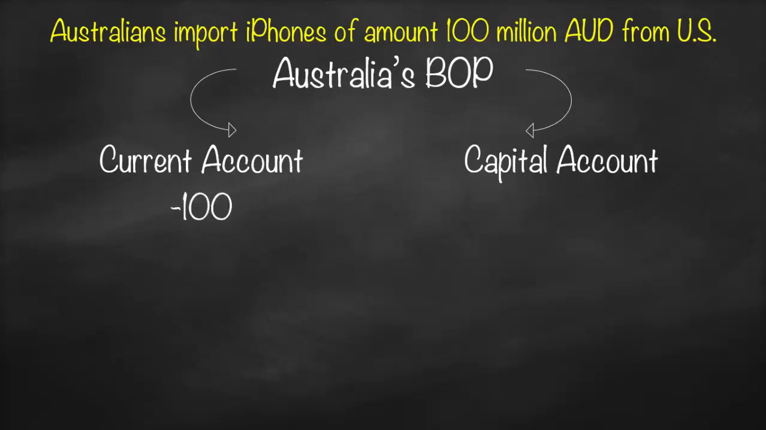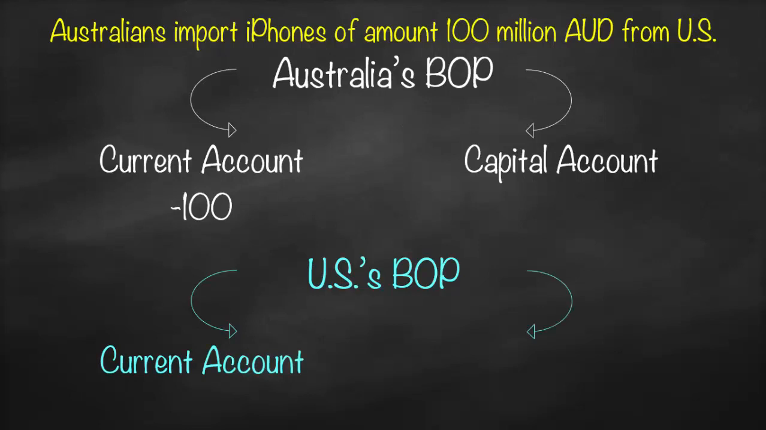Then let's think from the American perspective, the United States balance of payment. We have two accounts, current account and capital account. From the US, they will export the iPhones. Therefore, from the US perspective, exports are considered a one-way transaction, so it will be reported under current account, and the US will receive the money. If they receive the money, it's a positive cash flow, an inflow. Therefore, I will put positive 100 million under current account.